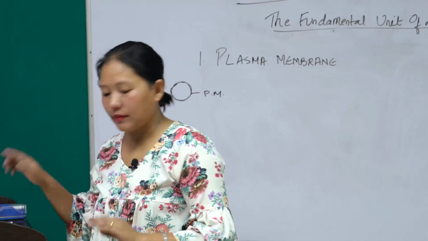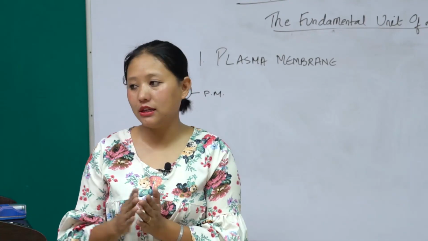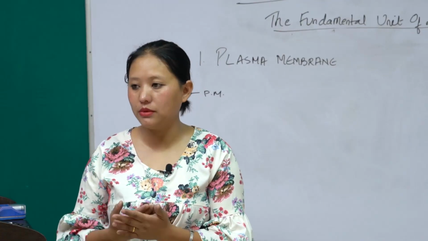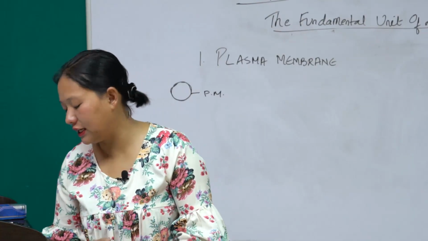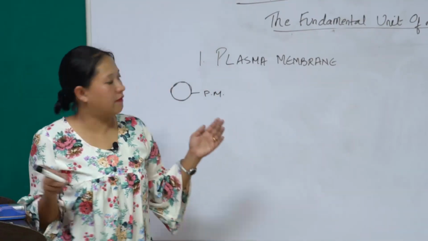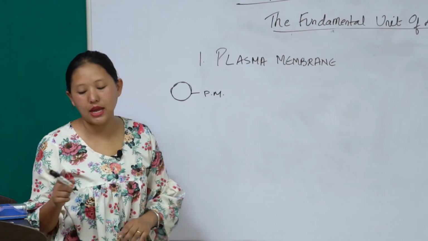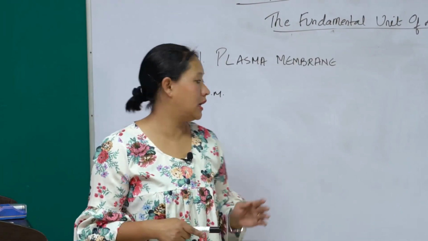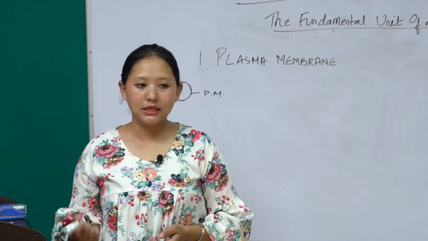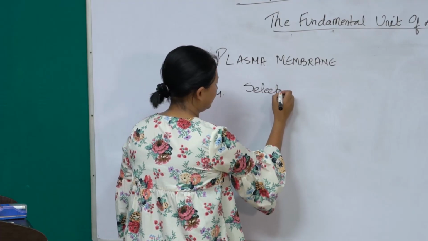If we look at a microscopic view of any cell, whether a plant cell or an animal cell, you will be able to see the plasma membrane very clearly, the outer covering. And the second point on the plasma membrane is that it is selectively permeable.